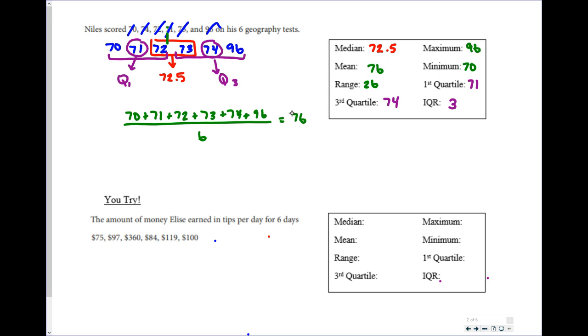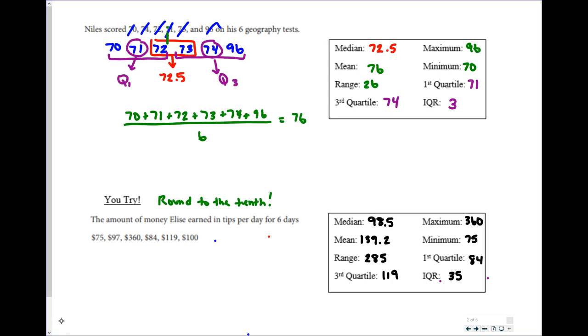So now I want you to try this on your own. For Elise's problem with her money, you're going to get some decimals. Whenever you get decimals, please round to the tenth. Always, always, always for the learning target, round to the tenth. Go ahead and try this on your own, and when I unpause, I'll show you the solutions.